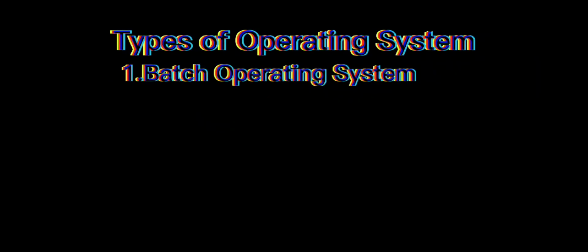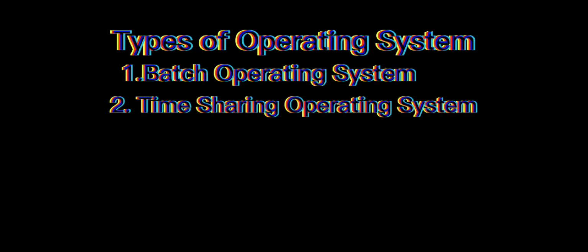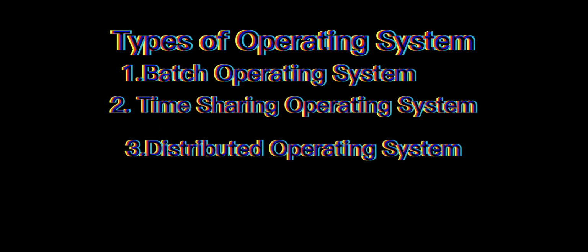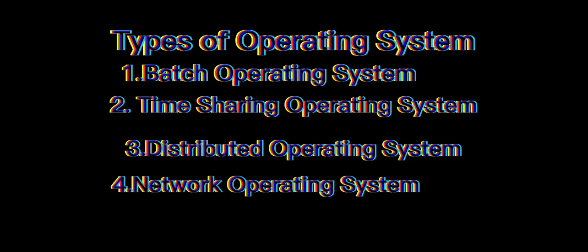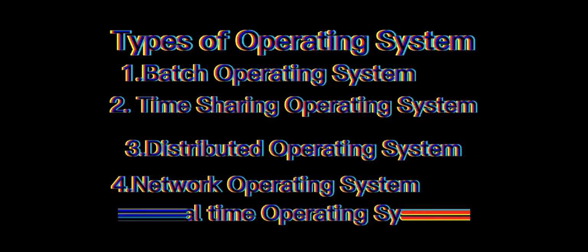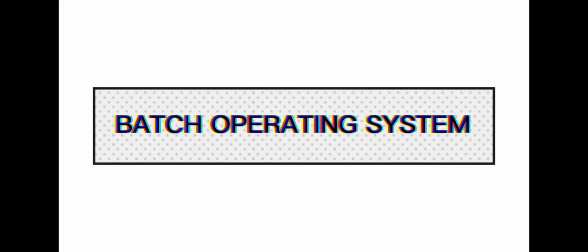Types of operating system. There are five types of operating system. 1. Batch operating system. 2. Time-sharing operating systems. 3. Distributed operating systems. 4. Network operating systems. 5. Real-time operating systems.